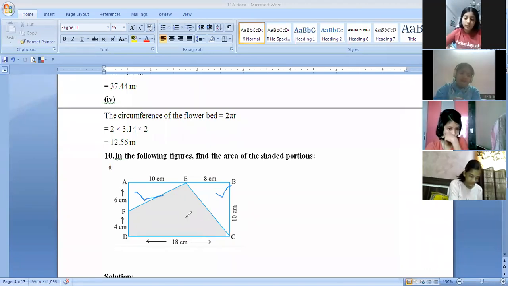Understood? How to do this question? So check out the area of a rectangle. What is the formula of area of a rectangle?